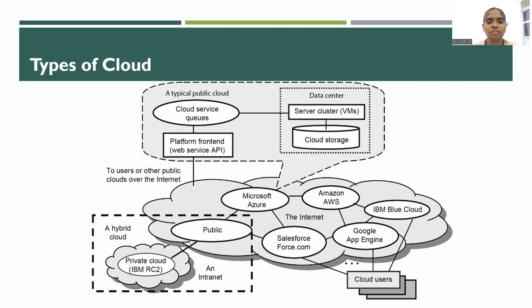And whenever there is a request from the user, it will be put into the cloud service queues. And in the data center, there will be several virtual machines and physical machines, and cloud storage will be available. So that will be given to the users as per the service queue. So those who gave the service request first will be granted first. So it will be provided from the data centers.